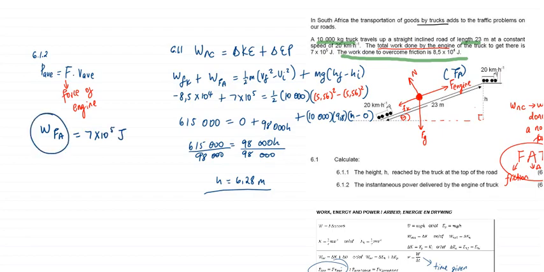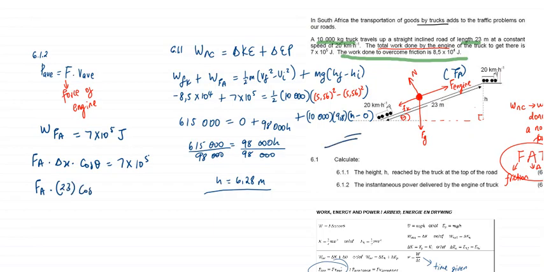Now remember, the formula for work done is F_A times change in x times cos theta, isn't it? That is the formula for work done. Now we don't know what F_A is, but the change in x, we do know that it traveled 23 meters. So we can just put 23, and then what will be the angle? Since the object is moving in that direction and the force of the engine is also in the same direction, the angle is going to be 0 degrees.